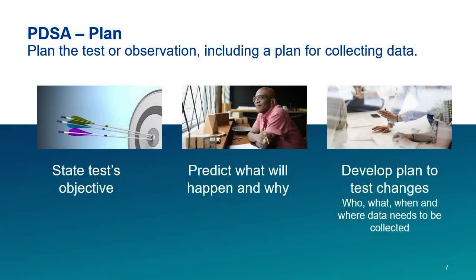The first stage of the cycle is Plan. Start your plan with stating the objective of the test and what results you expect. Identify what data will be collected, by whom and how often, and then identify the actual steps needed to perform the test. Include assignments for who will need to perform each of the steps in the plan.